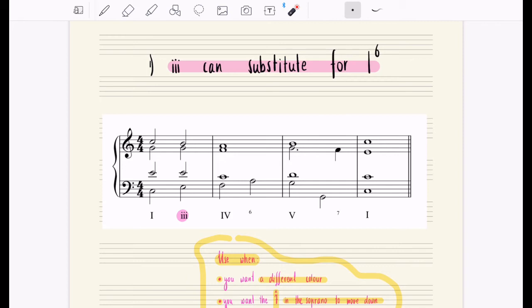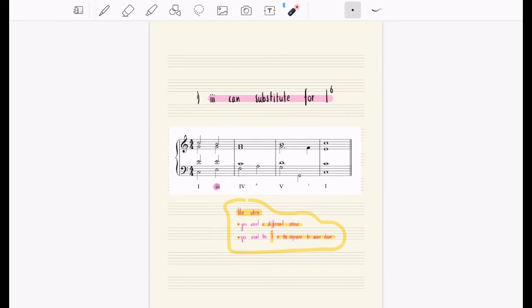To sum up, use chord 3 when you want a different color, a darker one, or if you want the 7th degree of the scale in the soprano to move down. The 7th degree of the scale here in the first measure on the 3rd beat, which is the 5th of chord 3. If you want it to move down, use chord 3.